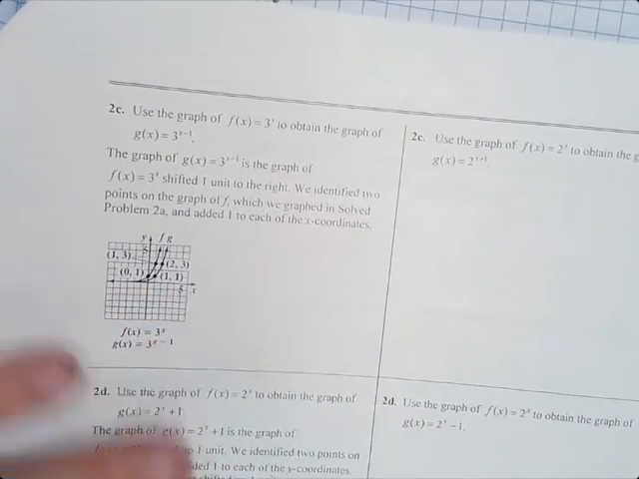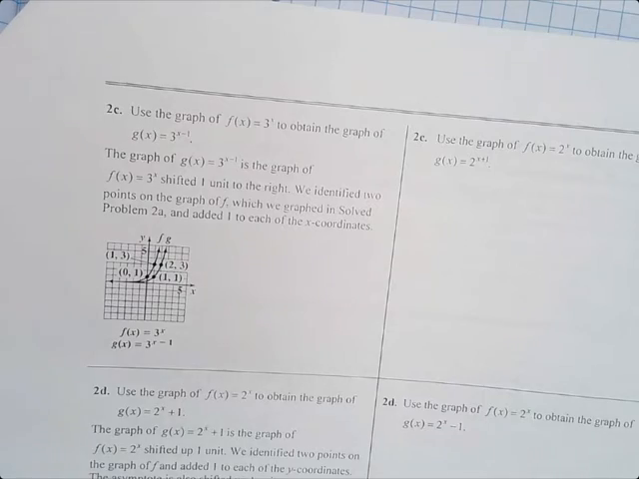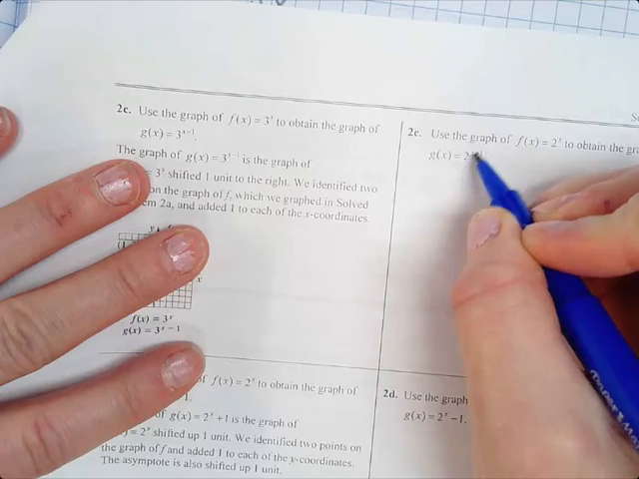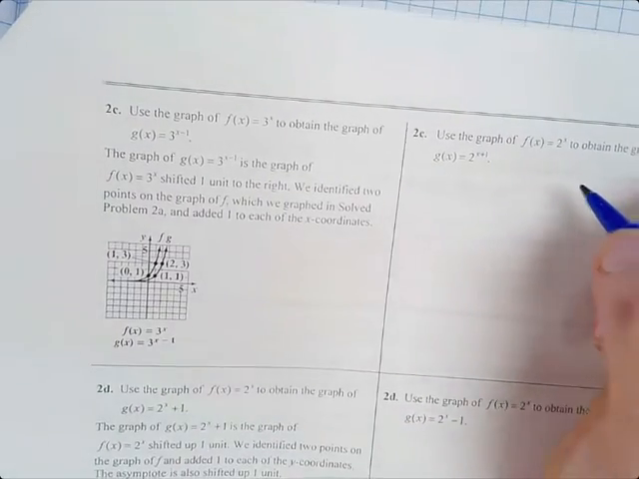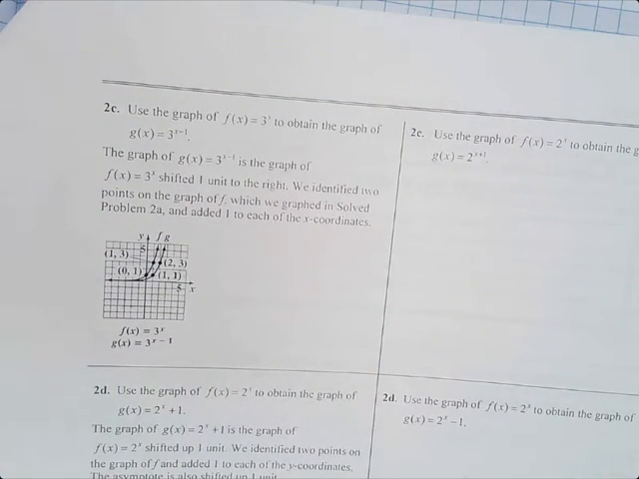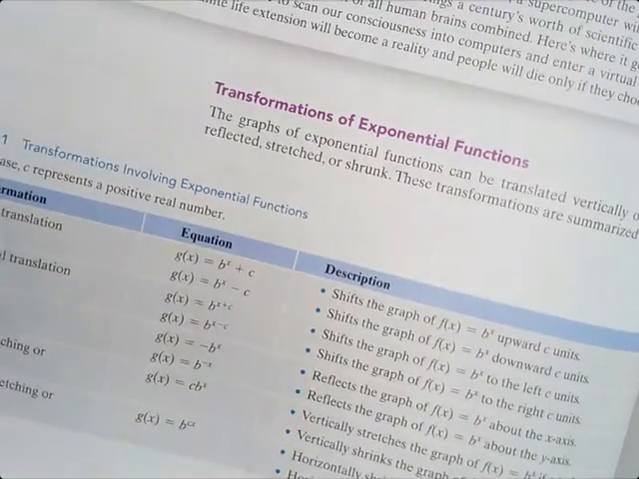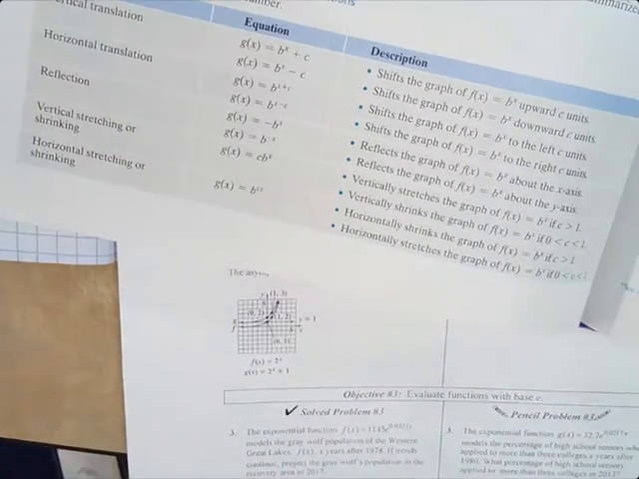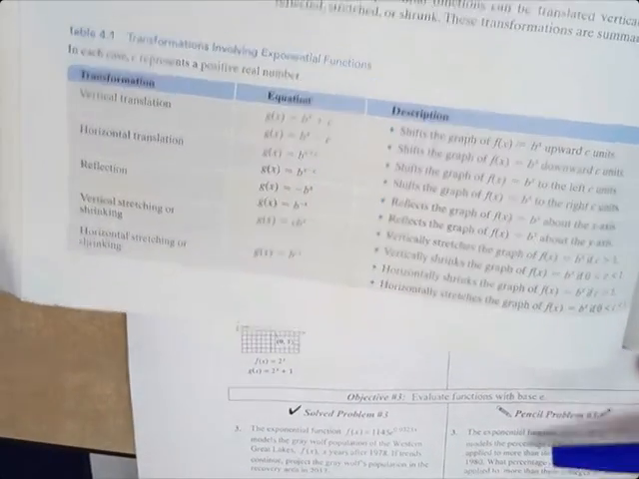Okay, let's look at the next one. Use the graph f of x equals 2 raised to the x to obtain the graph g of x equals 2 raised to the x plus 1. So we do have some transformations. This is on page 468, how the exponential function changes.